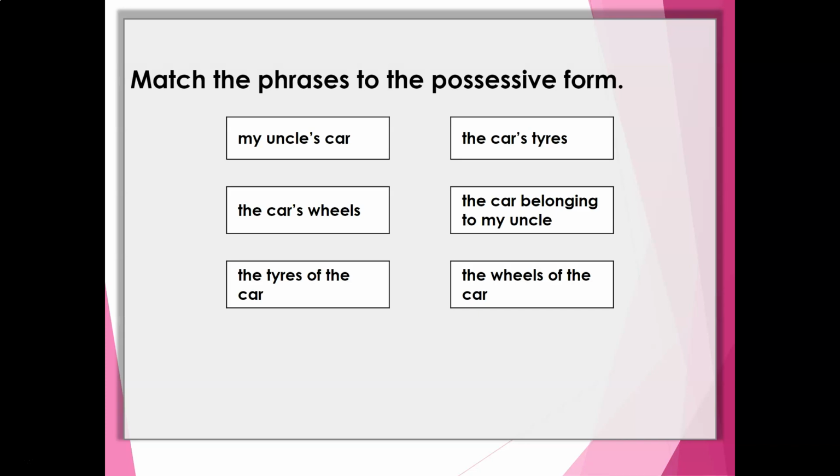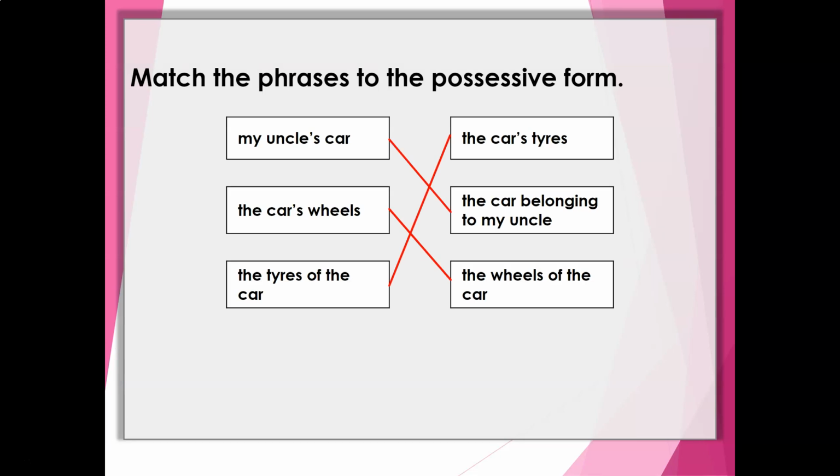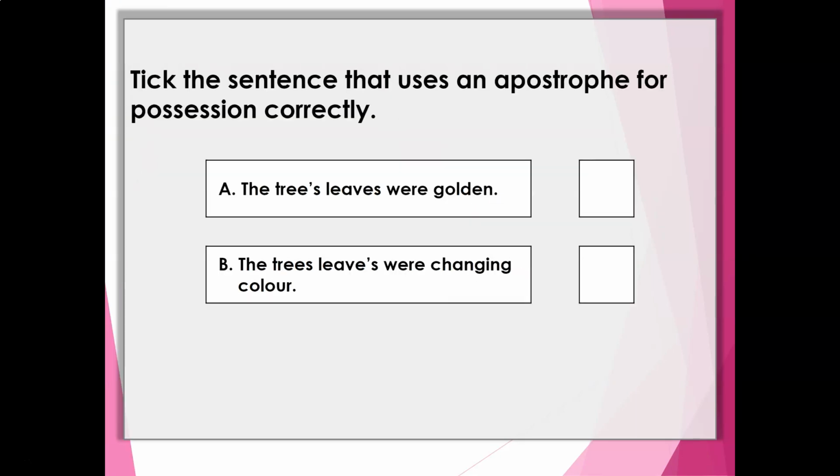Pause the video now. How did you get on? Here's your second challenge. I want you to read the 2 sentences and identify which sentence has used the apostrophe for possession correctly. The tree's leaves were golden, or sentence B, the tree's leaves were changing colour. Pause the video now and have a think. Okay, how did you get on? We can see that the first sentence, the tree's leaves were golden, is the correct sentence. Which noun owns the leaves? The leaves belong to the tree, so tree needs a possessive apostrophe.